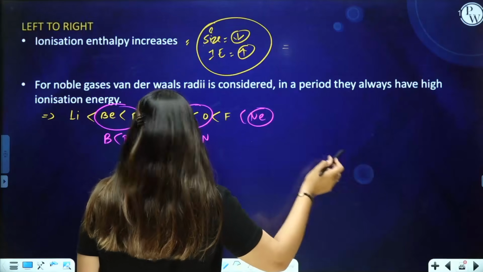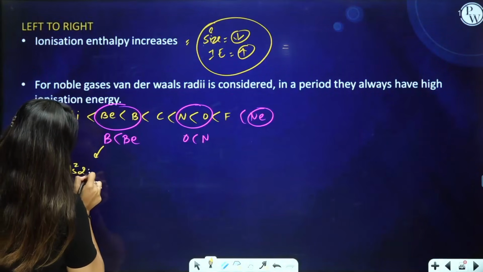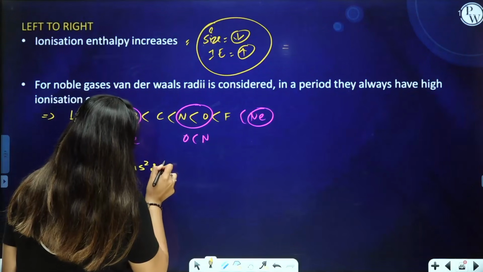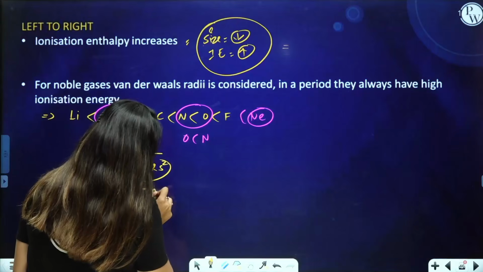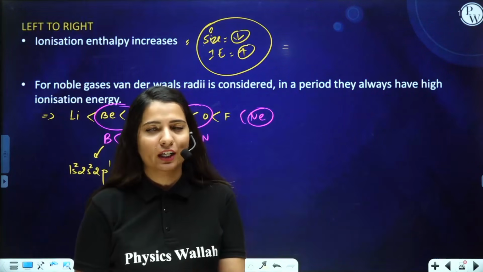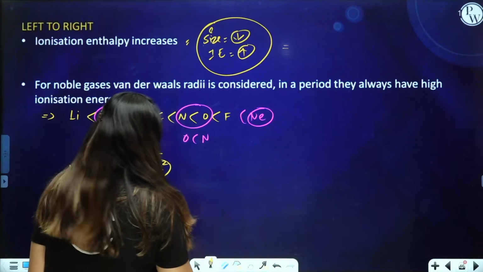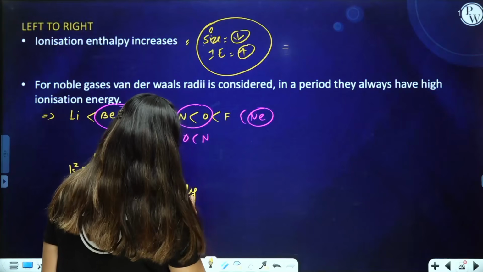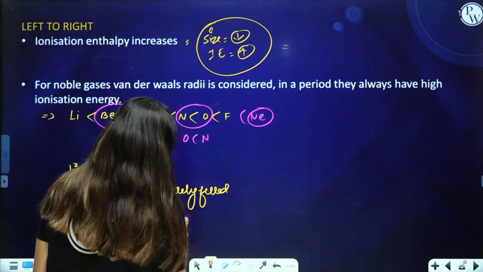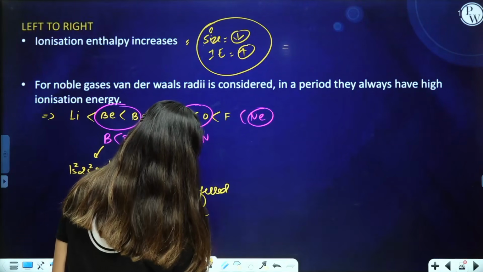Why this is so? Because boron is having electronic configuration as 1s2, 2s2, 2p1, whereas beryllium is having 1s2, 2s2, which is completely filled. We just had a conversation that half filled and fully filled electronic configurations are stable, so the removal of electron will be hard. Okay, so completely filled, it will be considered as stable, so ionization enthalpy will be high.